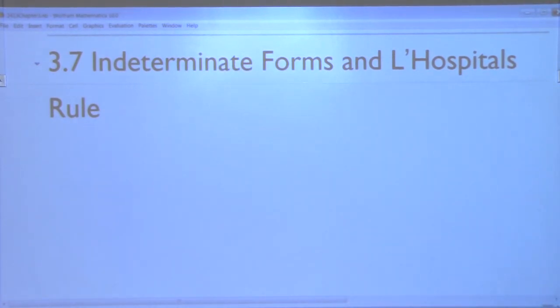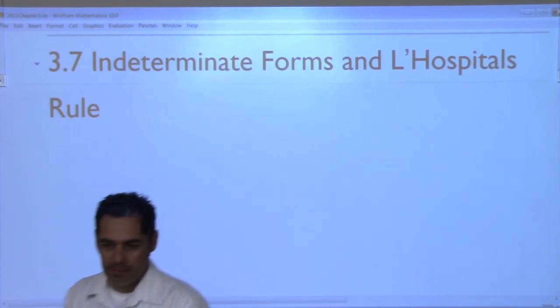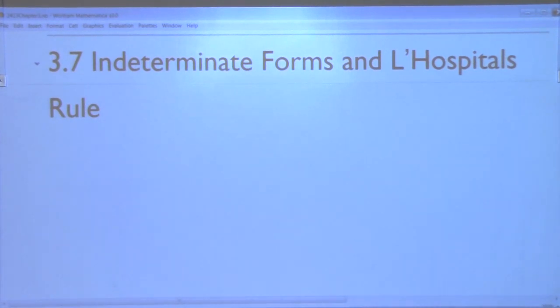You pronounce that hospitals? It looks like La Hospital, right? Like La Hospitals, but it's actually L'Hopital. Yeah, L'Hopital. All right, everyone, have a good weekend.